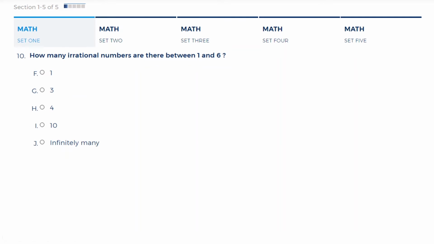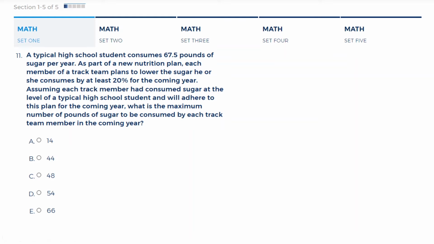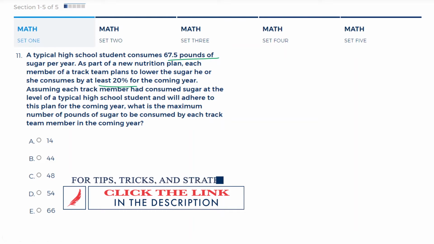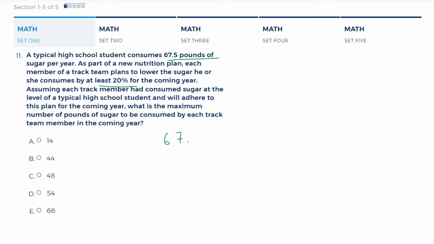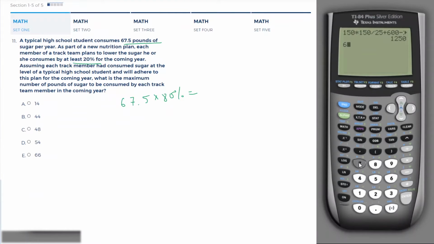Next, how many rational numbers are there between 1 and 6? Infinitely many. A typical high school student consumes 67.5 pounds of sugar a year. Reduce the sugar consumed by at least 20% in the coming year. At least 20%. So we just have to do this: 67.5 multiplied by 80%. Alright, let's do this again with the calculator. So 67.5 multiplied by 0.8 is equal to 54. The answer is D.